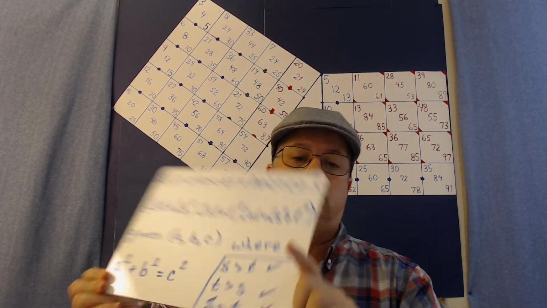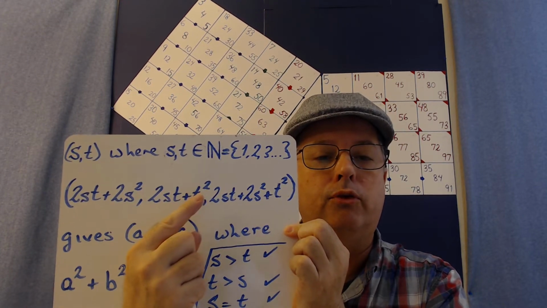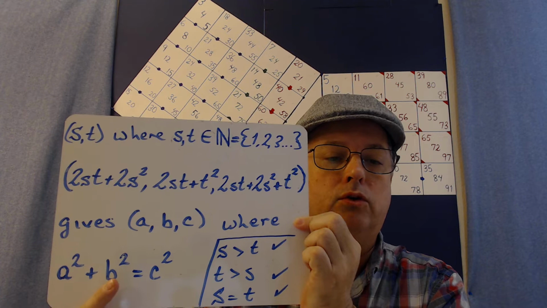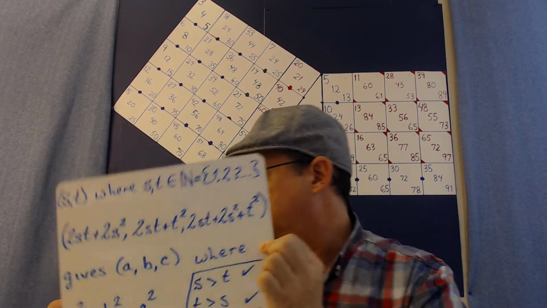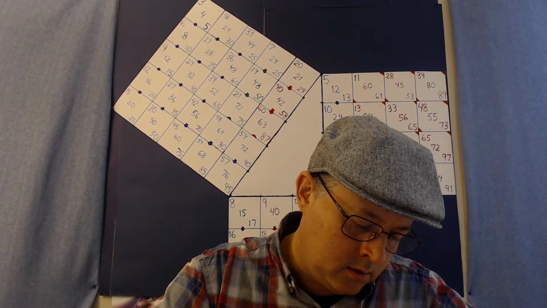Okay, so now here's our expression for b, and we're going to square that, so we have b squared. And so let's write that down. We have 2st plus t squared, 2st plus t squared squared. And that's our expansion for b.